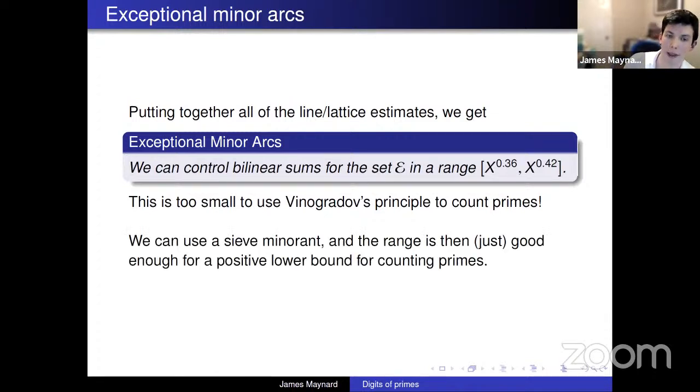But fortunately, there's a whole set of techniques in sieve methods which allow a substitute for Vinogradov's principle if you just have some weaker bilinear information. And so then you can rerun the whole argument just using a sieve minorant. And it turns out that this range is quantitatively just good enough for you to get a positive lower bound for counting primes when, instead of counting primes with weight 1, you count integers with a sieve minorant, so you count primes with weight 1, but non-primes with some potentially negative weight.